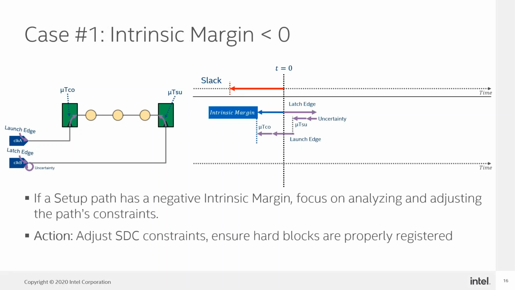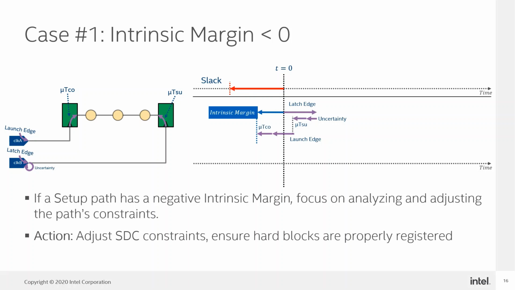First and foremost, if the path's intrinsic margin is negative, then we need to focus on improving it. Because in this case, the transfer already fails before we ever consider clock or data path delays. We shouldn't worry about those other things until we get the intrinsic margin back on track. This means adjusting SDC constraints, ensuring any hard IP blocks are properly registered, and so on, in order to make sure that the transfer even has a shot of passing.